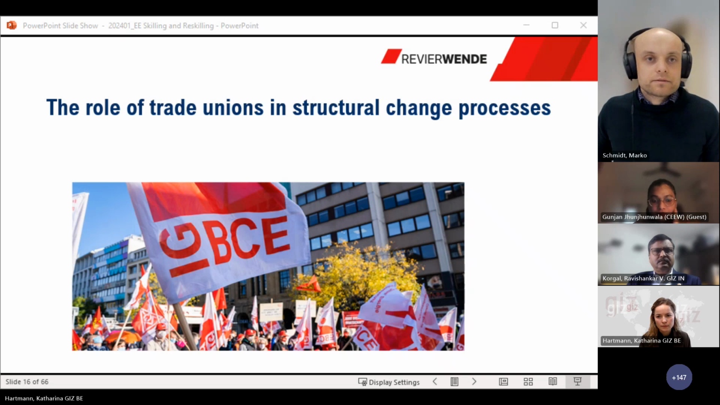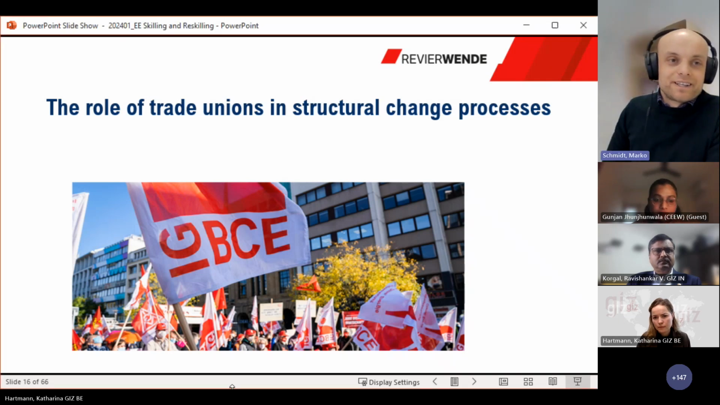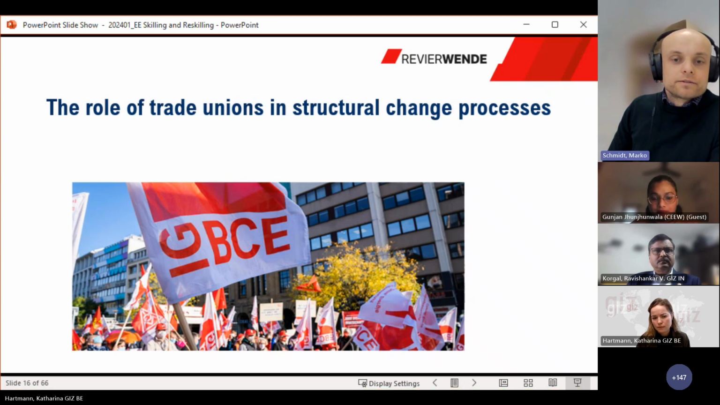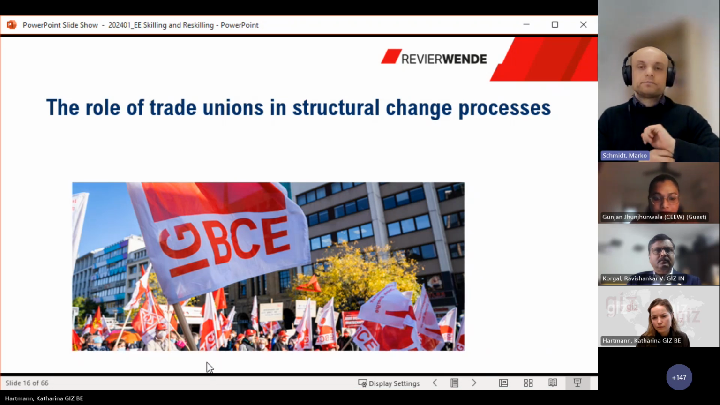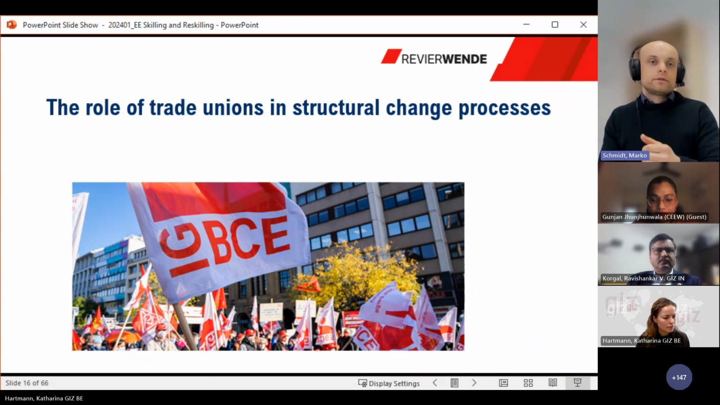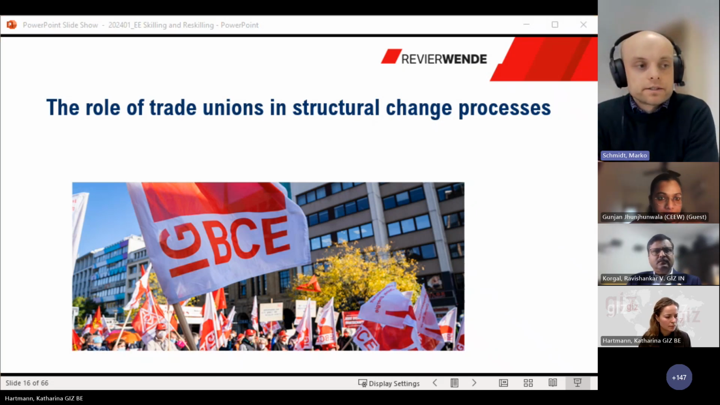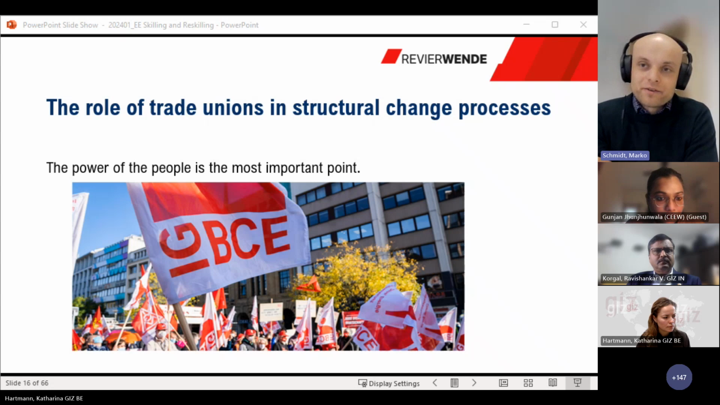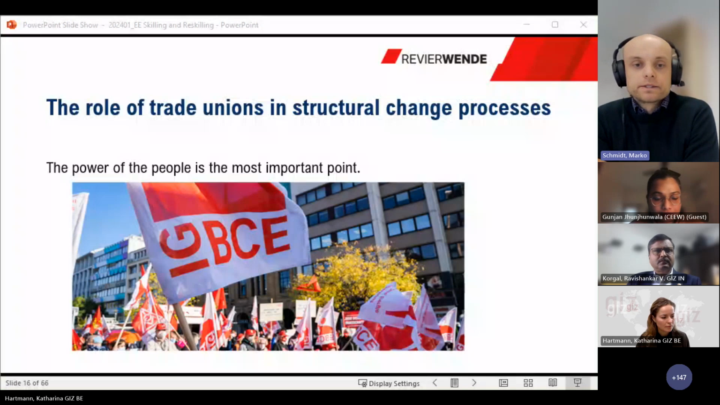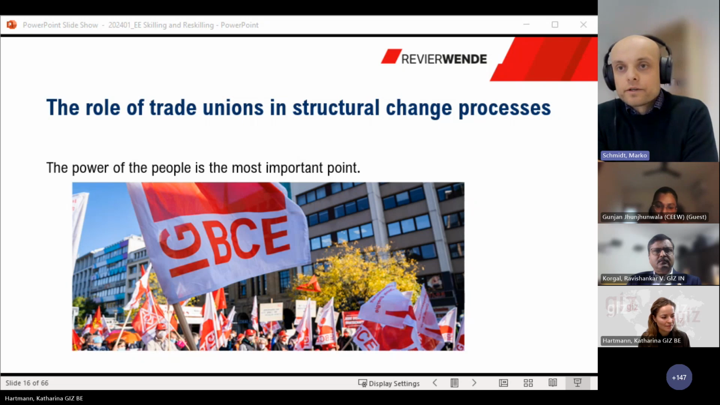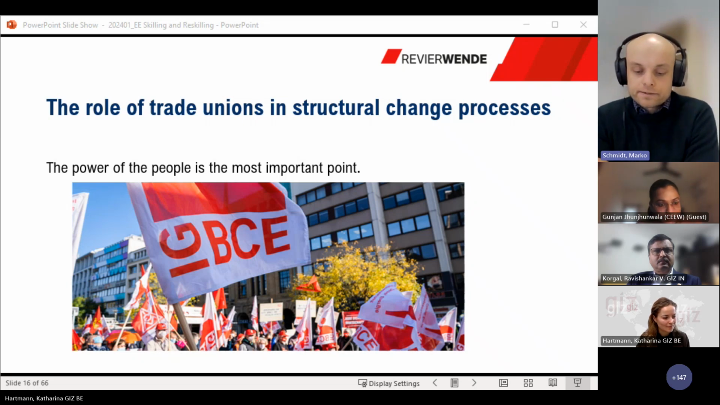There is a sentence on this slide: the power of the people is the most important point. Also in Germany, it is important that the regions stand for their demands, and that the people and the trade union members bring their demands to the federal politics.